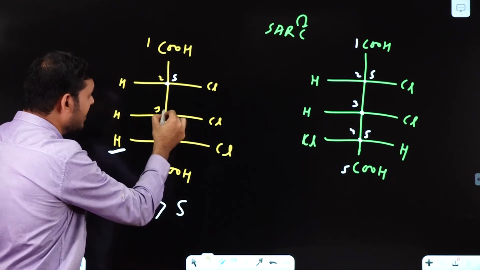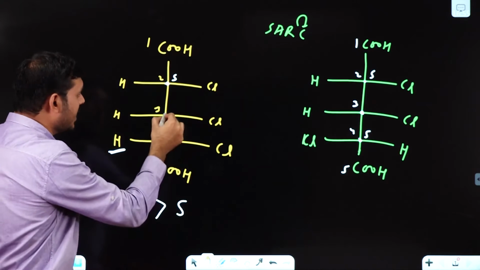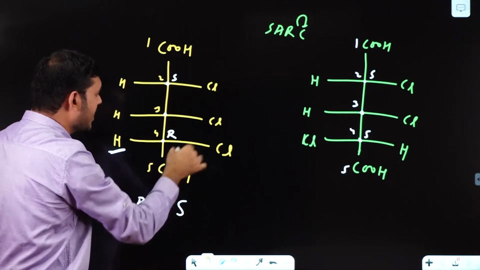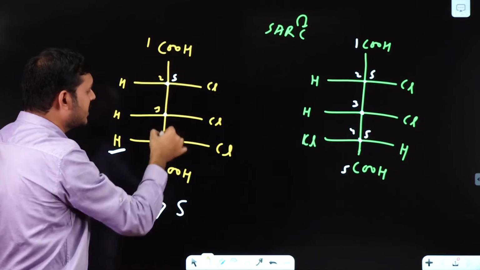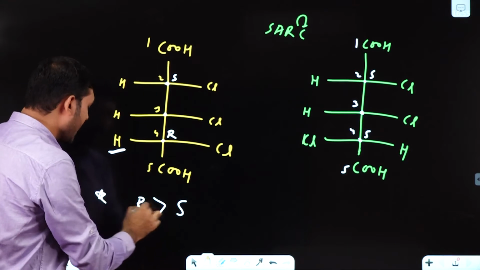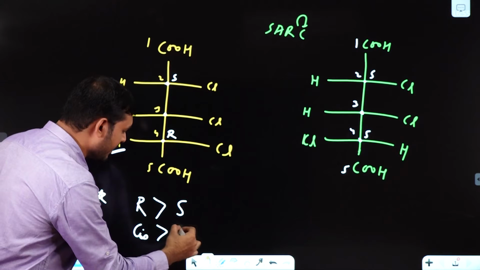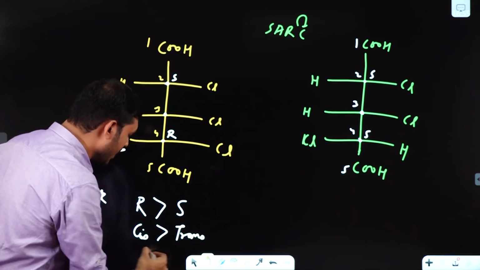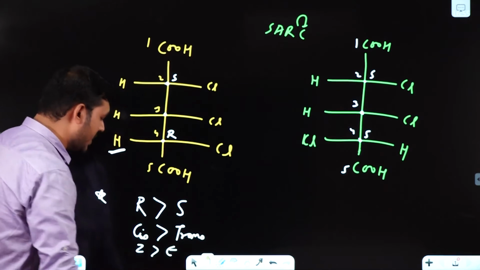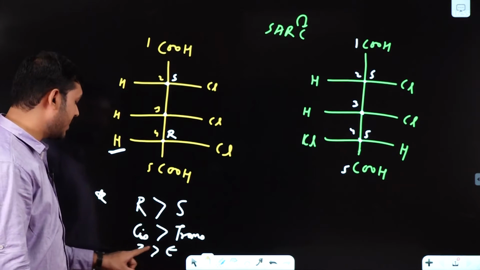So here we can say the third carbon is a chiral center. Okay, why? Because here this part group wise it is same, but configuration wise it is different. Okay, so preference order will be R preferred over S. Similarly, if I say cis and trans case, cis preferred over trans. Okay, also Z preferred over E. Keep this thing in mind. R greater than S, cis greater than trans, Z greater than E.